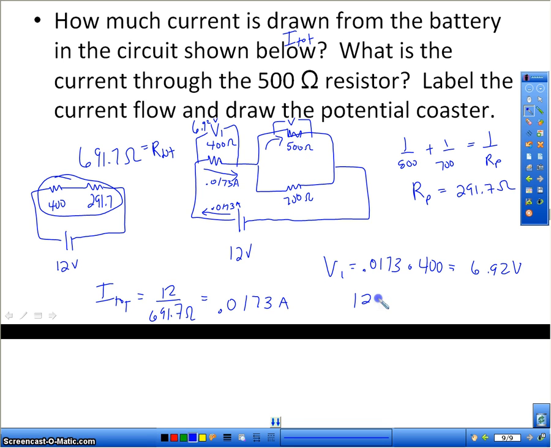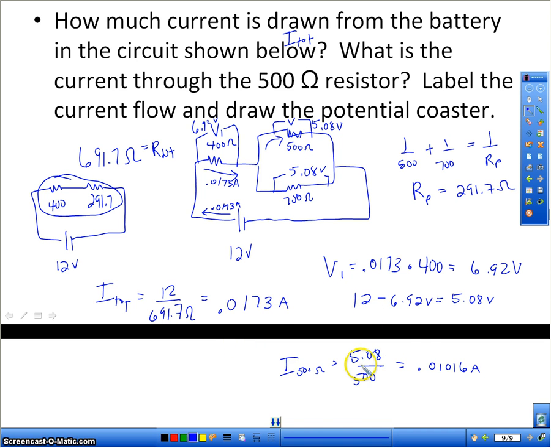If I subtract that from 12, that leaves me 5.08 volts left over. So that remaining 5 volts of potential has to be dropped either up here or down there, which means each of these is 5.08 volts, since voltages in parallel are equal to each other. So 6.92 plus the 5.08 here gives me my 12 total. So that means the current in the 500 ohm resistor is going to be 5.08 divided by 500, which is 0.01016 amps, the current just in that 500 ohm resistor.